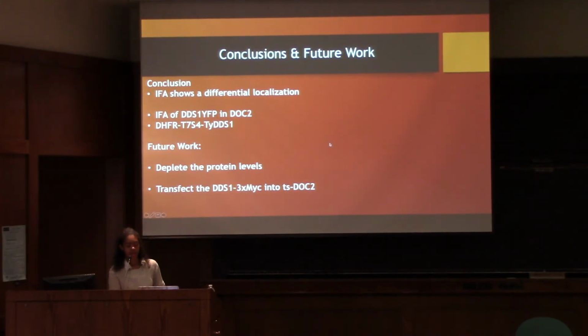So in conclusion, the IFA shows different colocalization, and this may be because of the different plasmids and the different antibodies we use. So in order to figure out which antibodies actually fit, we have to use more than one. And then the next is IFA of GDS1 and YFP also shows different localization within VP1 that was shown in the previous. So in the future, we want to deplete the protein levels and determine its effect on the parasite because, like I said earlier, when microneme secretion is blocked, the DS1 is increased, so we still want to answer that question.